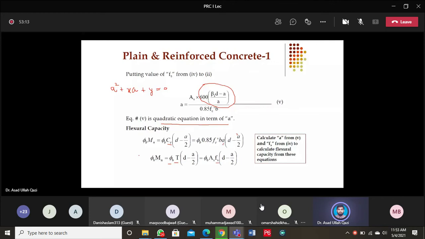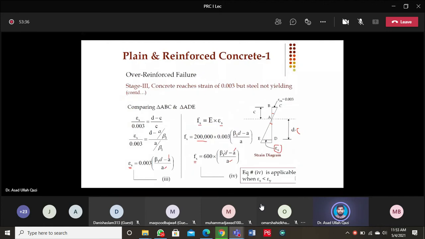Unlike the over-reinforced cross section, in which behavior is also undesirable and its assessment is also difficult, because we need to fix the neutral axis depth and then determine the capacity based on that calculated a value. Once you calculate the a value, after doing this exercise, you will calculate epsilon s from this equation, and definitely epsilon s will come out to be less than epsilon y.